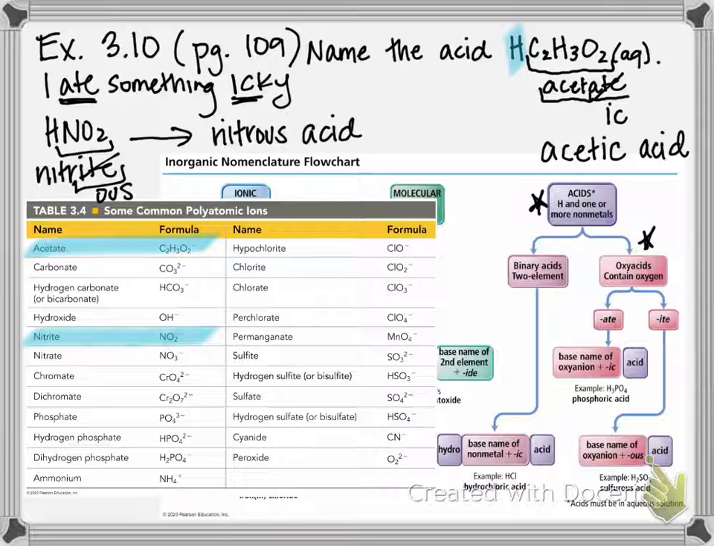So the way I remember that, ite to ous, think of I and us like pronouns, it to us. So remember, for oxyacids, there's no hydro in front. It's just the name of the ion with the ending changed. If the ending ends in ate, it becomes ic acid. If the ending ends in ite, it becomes ous acid. And that's how you name polyatomic ion containing acids or oxyacids.